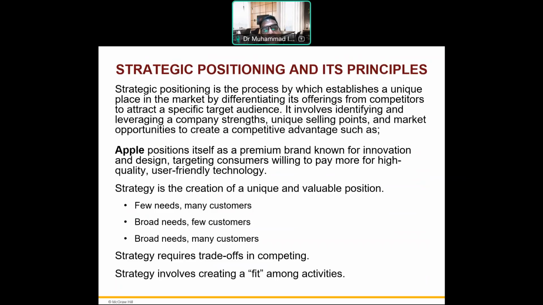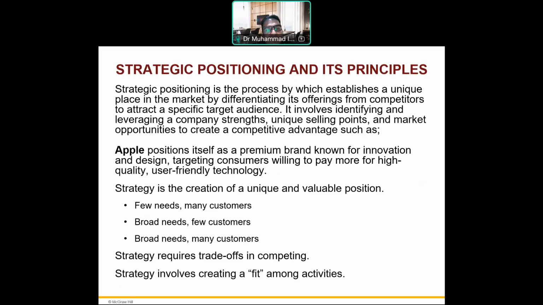So here is the strategy concern in positioning. In our last lectures, I discussed what a strategy is: a plan for how to use resources effectively and how to be more efficient. This is a simple definition of strategy, by the way. Here is the creation of unique and valuable positions. These are the steps the company will take.